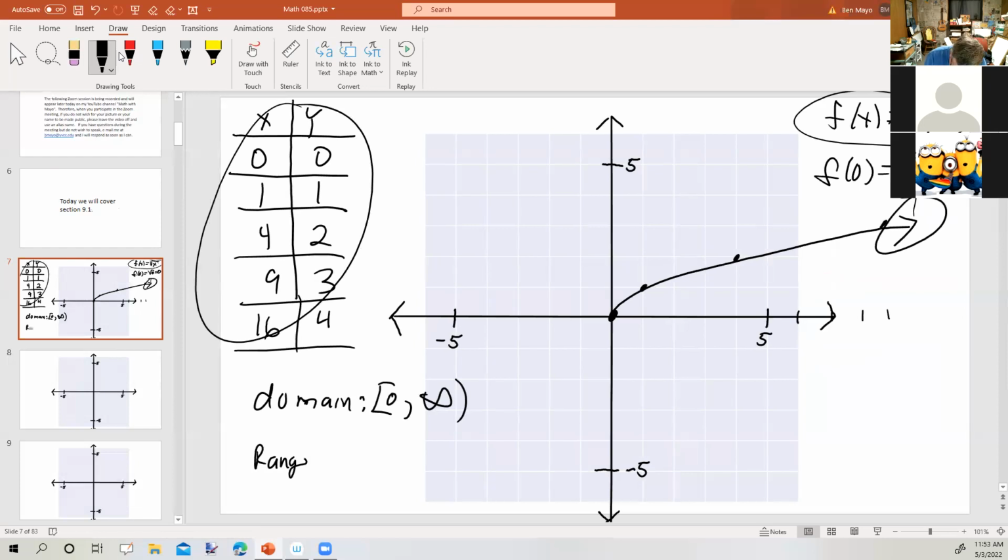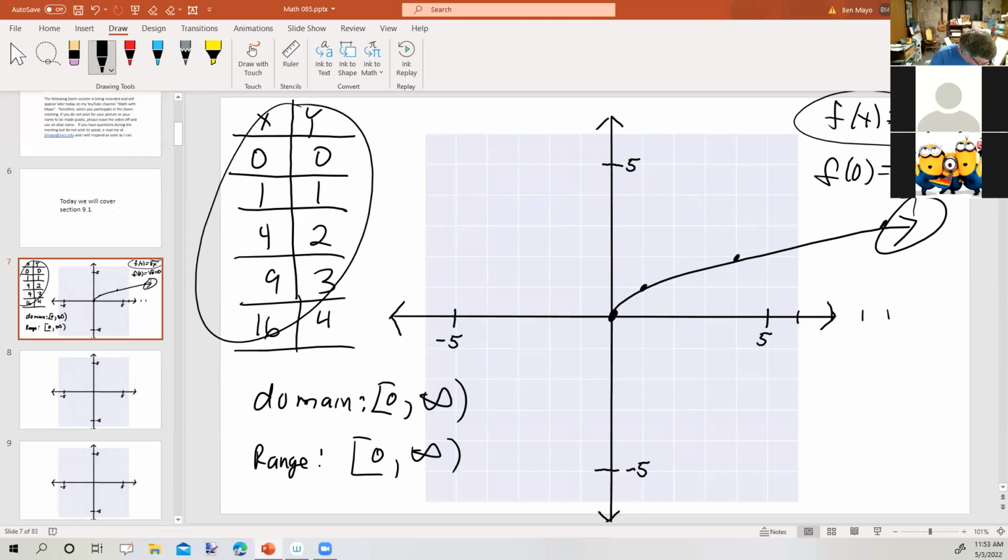What's the range? Zero. To what? Infinity. Excellent. Okay.